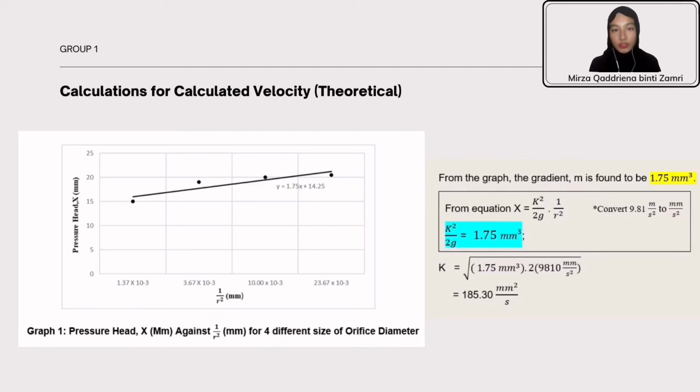In order to calculate the theoretical velocity, the slope of the curve between pressure head and inverse radius square, also known as the gradient, was required, as in graph 1, which accounts for 1.75 millimeters square, in order to get the value of the constant. As the depth increases, the radius of the vortex decreases. From the value K that accounts for 185.30 millimeters square per second, the calculated velocity can be determined by using the equation velocity equals constant per radius.